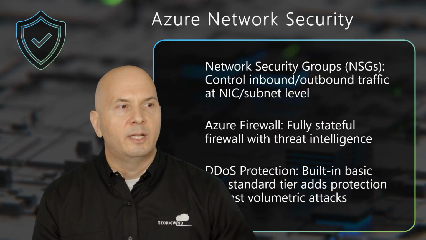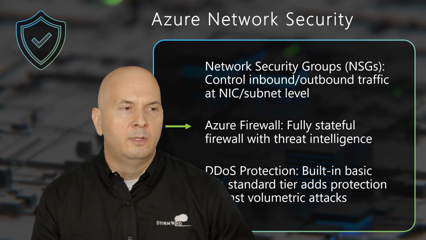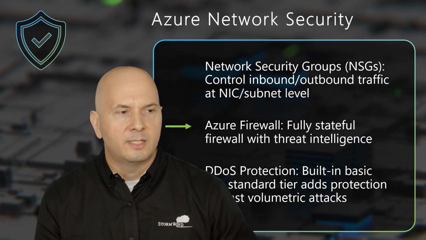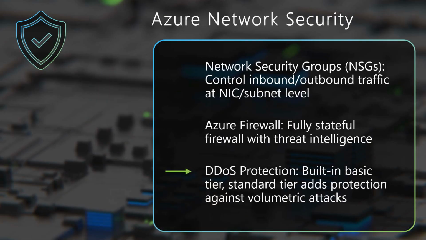So we talked a little bit about network security groups. Azure Firewall is another firewall type service that I was just talking about a second ago. And then DDoS protection is built in for free. So if you spun up a VNet and put an Azure load balancer in there, there is a basic free tier for distributed denial of service protection. There's also premium versions of that service for DDoS protection.